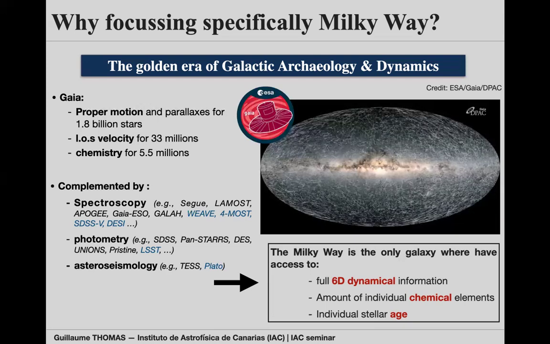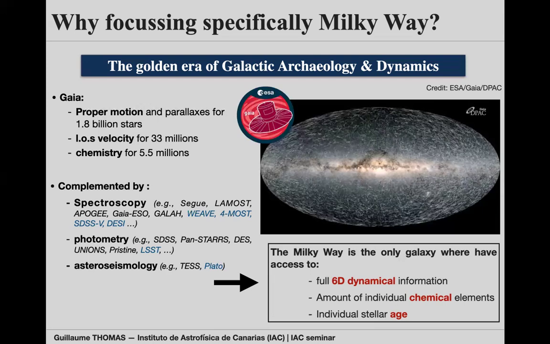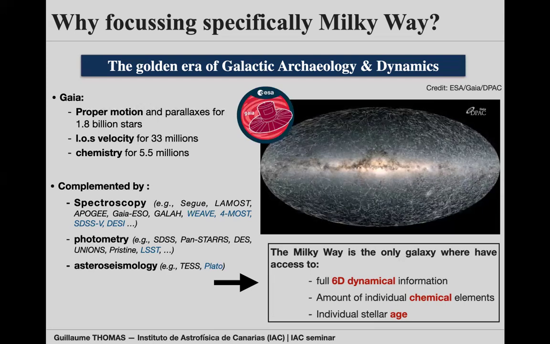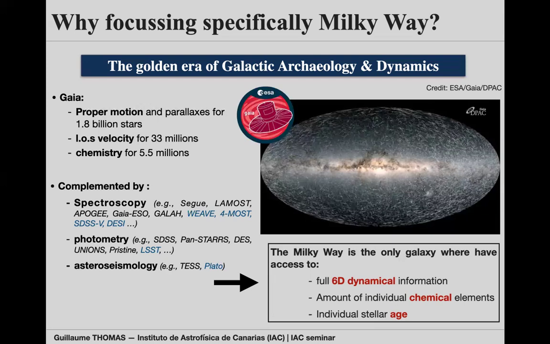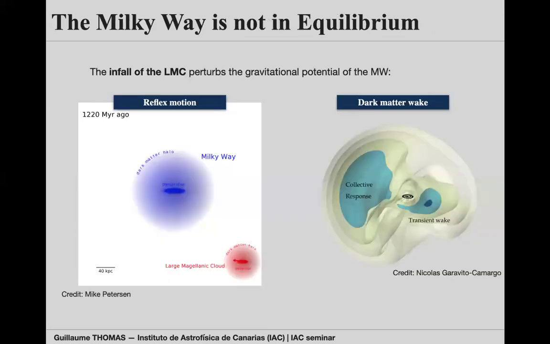So you see that for the Milky Way we have all this information that we cannot get for any other galaxy in the universe to date. And this is extremely useful because it allows us to study the Milky Way and to show that, for example, it's not in equilibrium. It's been shown really recently with high-resolution numerical simulations that the Milky Way is not in equilibrium due to the massive accretion of the Large Magellanic Cloud.